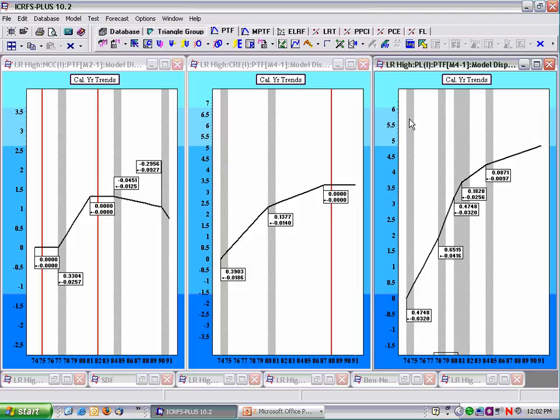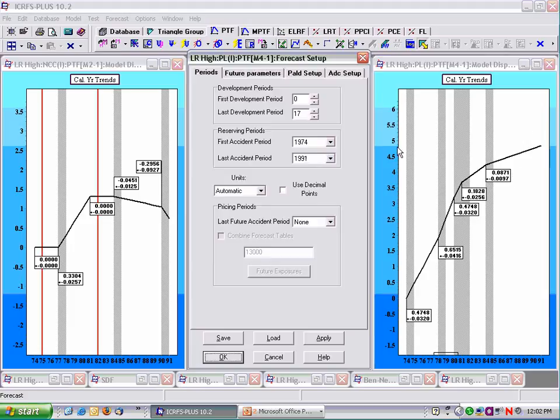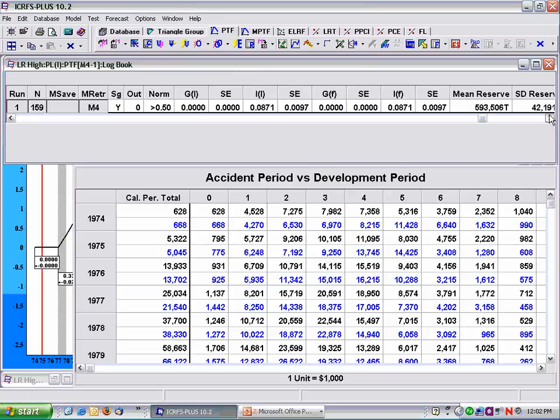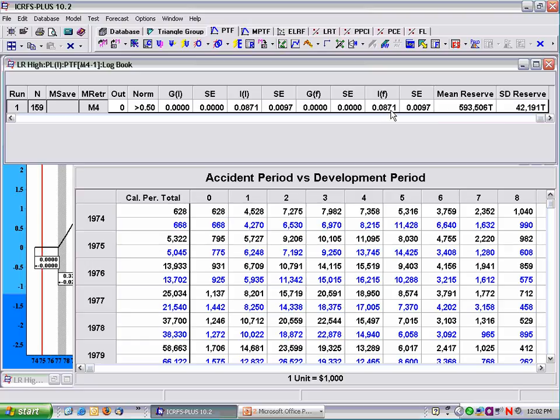If we continue with a forecast of 8%, say, and assume that for the future, we have a trend that comes from a normal distribution, mean 8.71%, with a standard deviation. Our mean reserve is approximately 593 million, and the standard deviation of the reserve distribution is 42 million. Now on the other side, when we're using ratios, we got over 800.